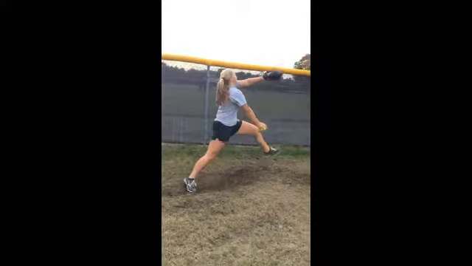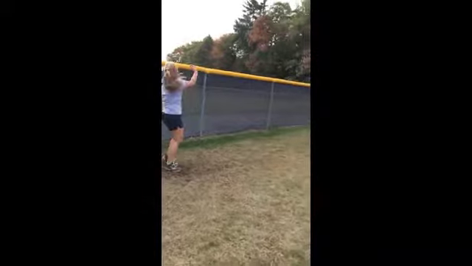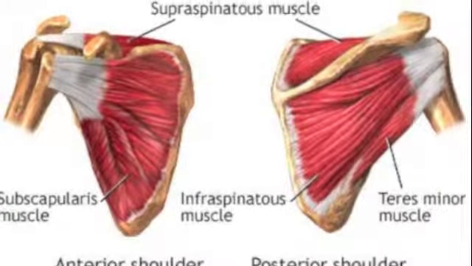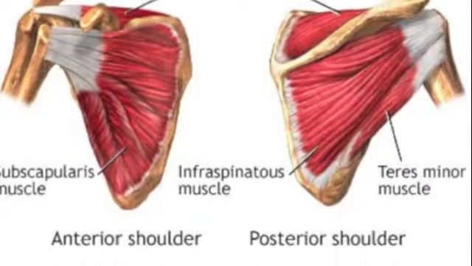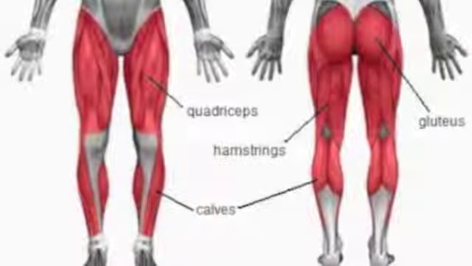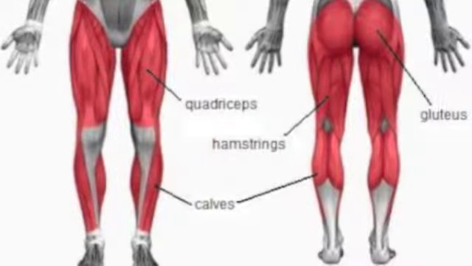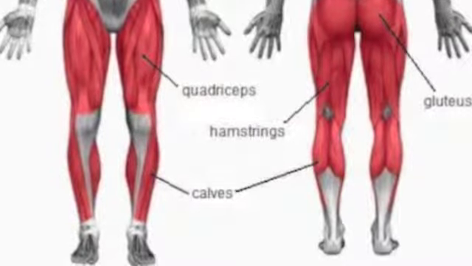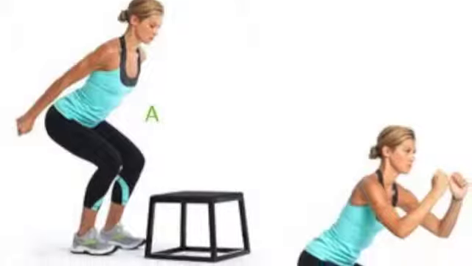Energy produced from the ATP-PCR system only lasts for 3 to 5 seconds before the energy storage is depleted. The major muscle group in the shoulder that is being used is the rotator cuff, as well as the deltoids. Other major muscle groups include the quadriceps, the hamstrings, and the calves. All of these muscles are concentrically and eccentrically contracting throughout the entire pitch. The abdominal muscles, however, stay isometric through the pitch, supporting the body.